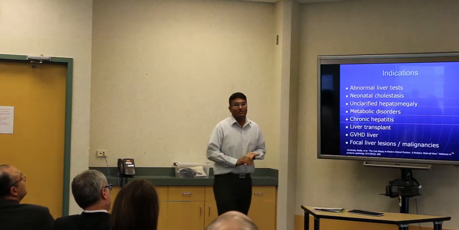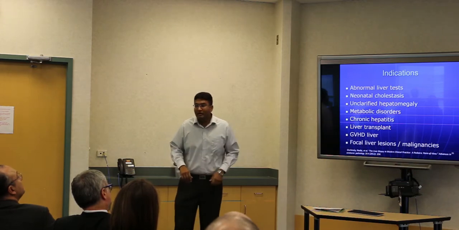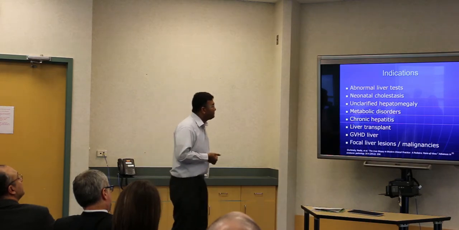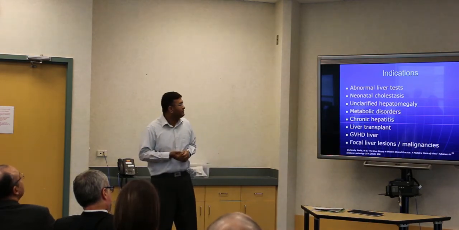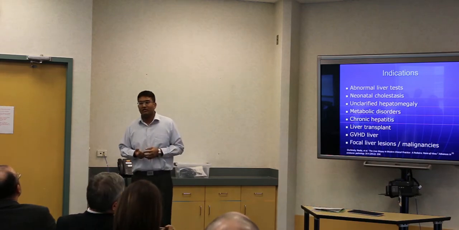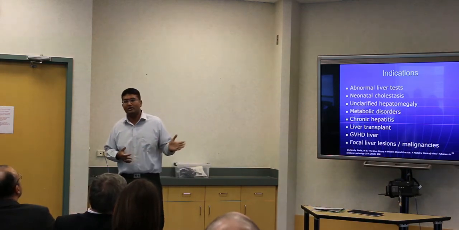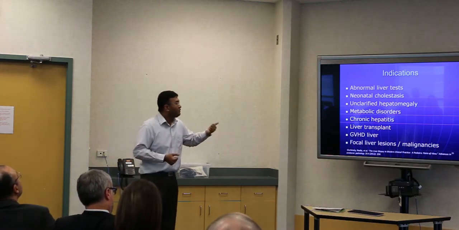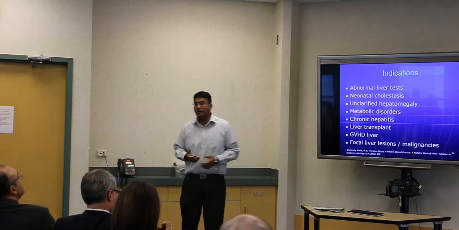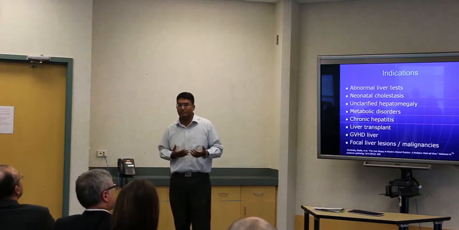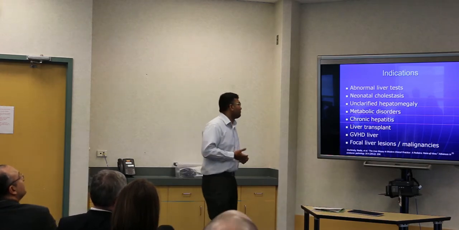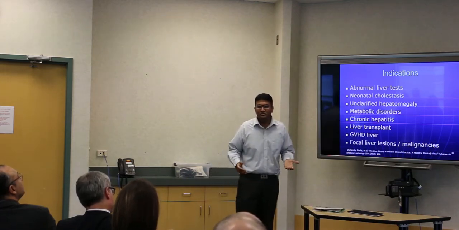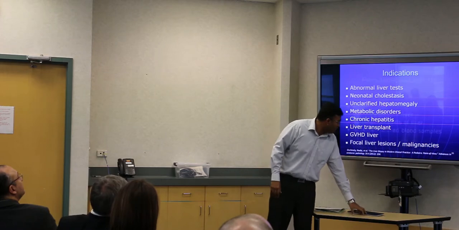Now, what are the indications for a liver biopsy? Why would you do a liver biopsy? Abnormal liver tests, unexplained cholestasis, unexplained hepatomegaly, metabolic disorders, and for diagnosis and staging of chronic hepatitis. Some centers routinely do it for liver transplant patients at 2 weeks post liver transplant. They want to look at how the liver is going, what's going on in the liver. The other reason for liver transplants is to know if they are in acute rejection prior to starting treatment. For diagnosis of GVHD of the liver, it's again a liver biopsy, and for focal liver lesions and malignancies you would again go for a liver biopsy.